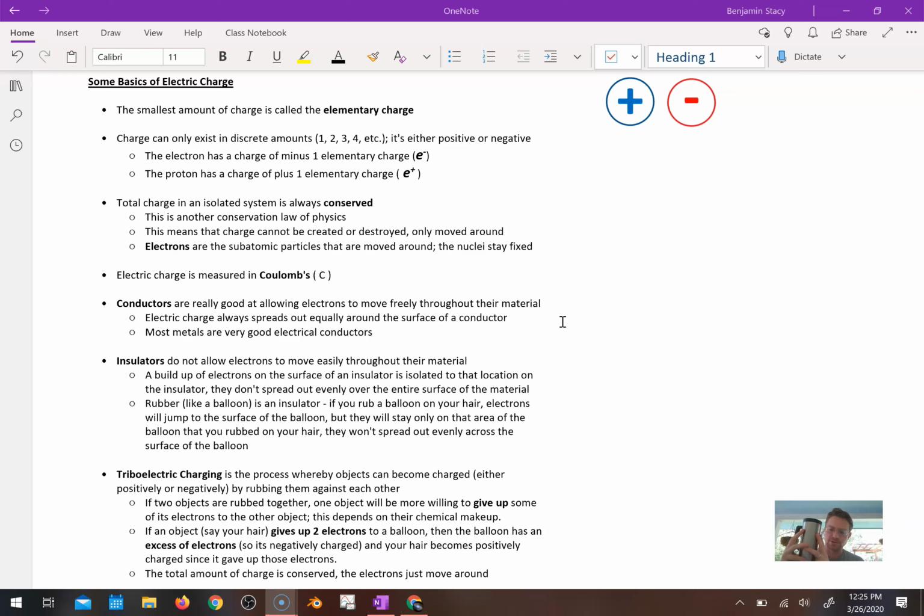They don't want to get close to each other, so a conductor will let them move freely around, and so they'll all spread out uniformly. An insulator does not do that. An insulator doesn't let electrons move around very freely. They're kind of stuck where they are.